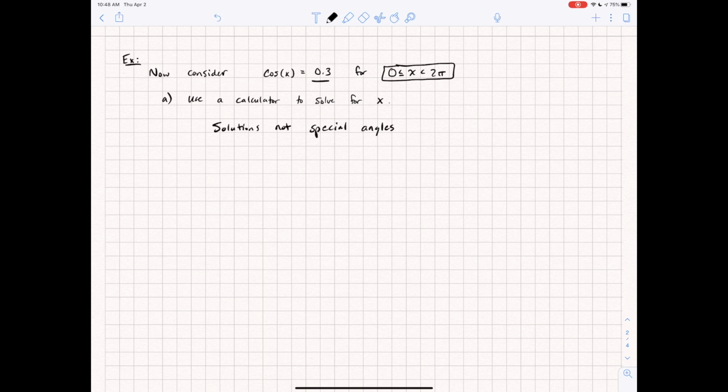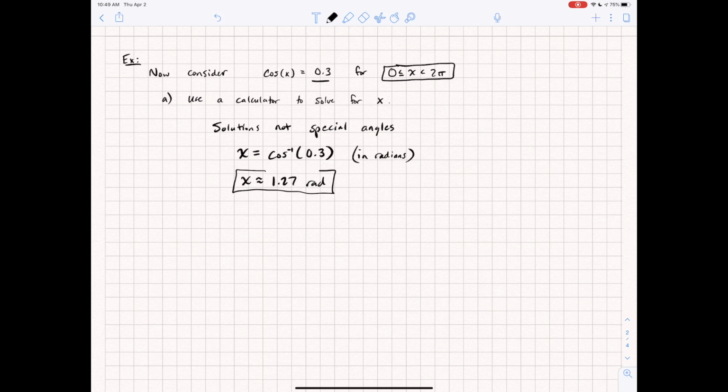So how in the world do I solve a problem like this for x? Well, the only way is to use a calculator. So I'm going to do inverse cosine of 0.3, but again, my calculator needs to be in radians, so make sure you have that set up. Do not use degrees. Let me get my calculator up. Okay, so inverse cosine of 0.3. I get 1.27, so x will be approximately 1.27 radians.